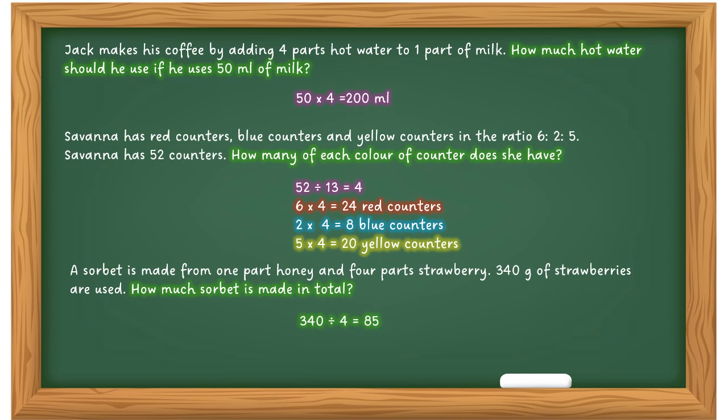Alright, so 340 divided by 4 gives you a value of 85. So that's 85 grams is the value of 1 part. And you know that 1 part is honey. So 85 times 5, which is all the parts together, gets you 435 grams in total to make the sorbet. So if you've got 435 grams, good stuff.